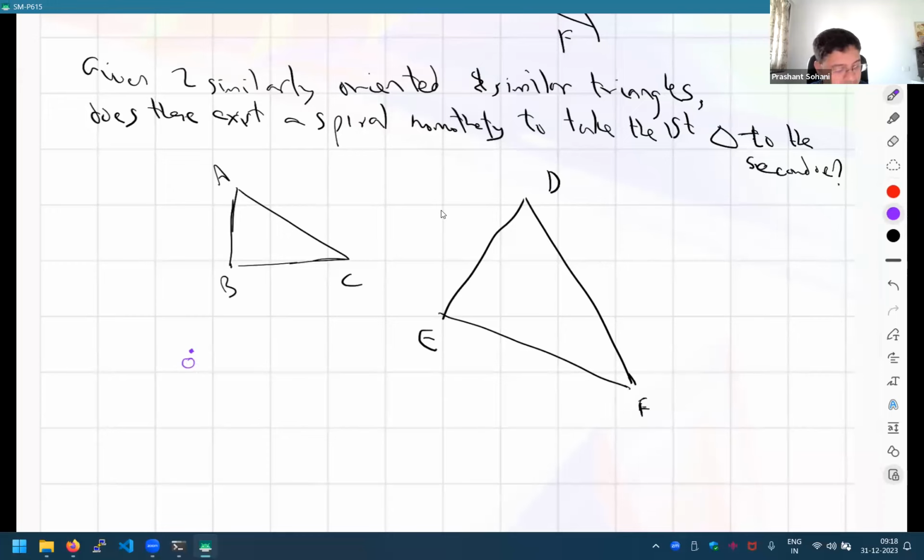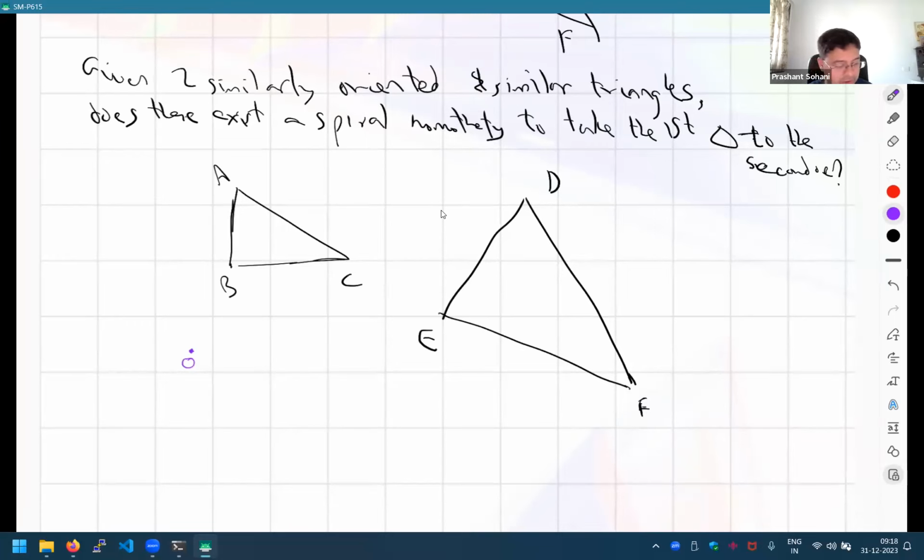So first thing, can we find out what is the angle and the ratio? Even if we don't know where the point O is, we know the triangles, right? The starting triangle and ending triangle I know. So can we estimate the ratio and the angle? We can do that by comparing these two triangles, right?